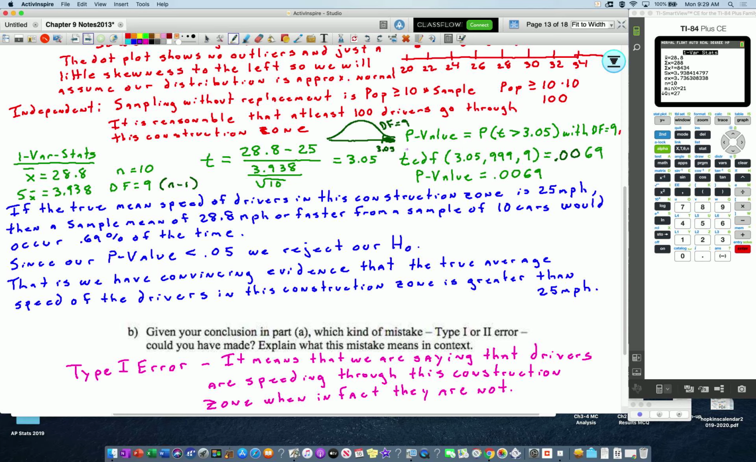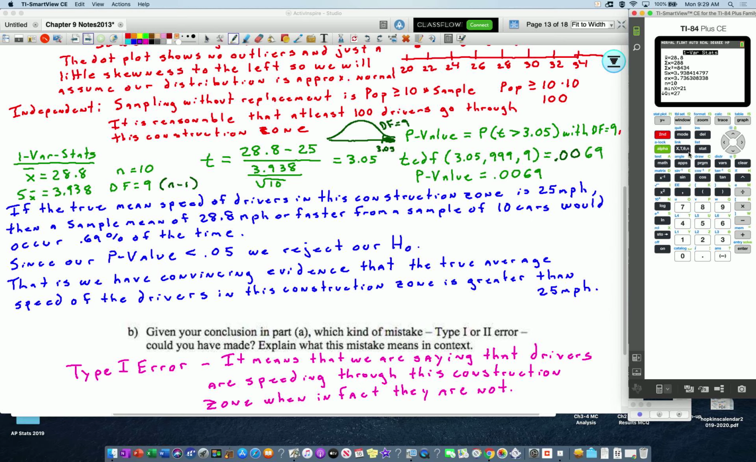So if I think about my t distribution, which looks like a normal distribution, remember, just not as high and fatter in the tails. So my question is, what is a p-value that is 3.05 standard deviations away from the mean with the degrees of freedom of 9? So that's where tcdf comes into play.